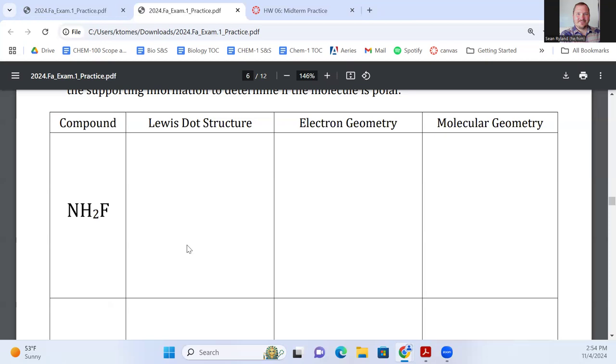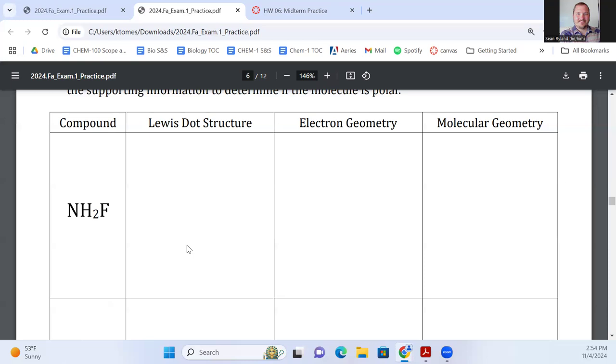So nitrogen's going to go in the middle. Hydrogen, chlorine. Count up our total valence electrons. So that's going to be 5 electrons from the nitrogen plus 2 times 1 electron for the hydrogen plus 7 valence electrons for the fluorine. 14 total valence electrons. Then what's the next thing we do?